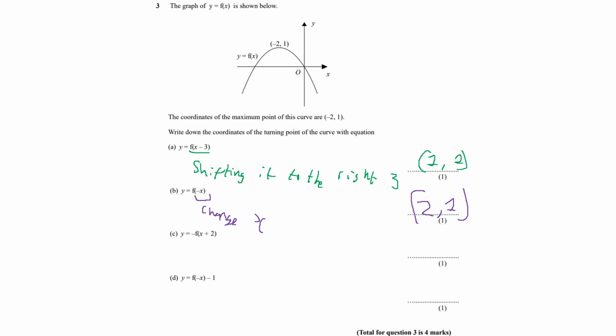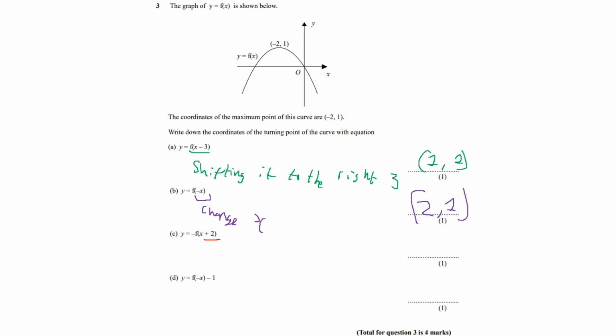What if we have to do multiple transformations at once? So in this case, we're told, what is y equals negative f of x plus 2? Well, if it's x plus 2, we're going to have to do these in order. It doesn't matter really which order we do it, but we're going to have to do this in order.